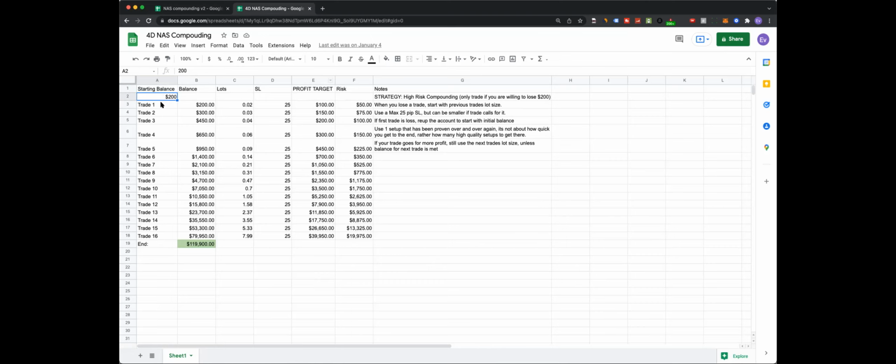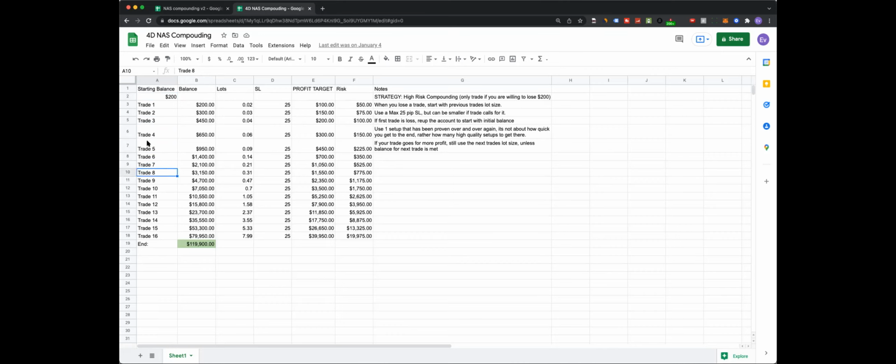But remember, my initial balance is 200 bucks. So this is my initial risk. If I lose this entire account, I'm really only losing 200 bucks. Trade two takes us to 300. Trade three takes us to 450. Trade four, 650, and so on and so forth.